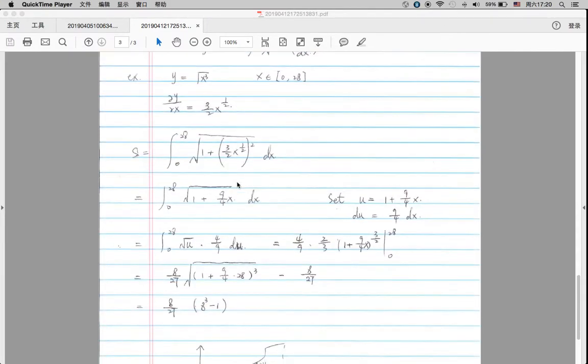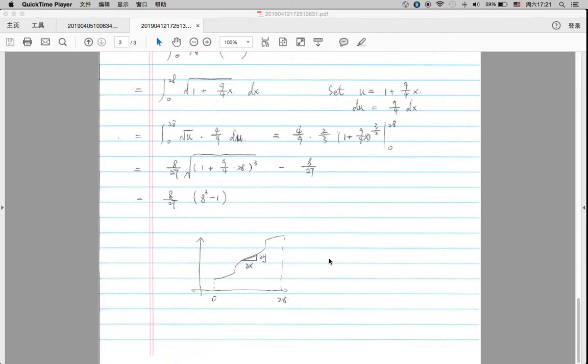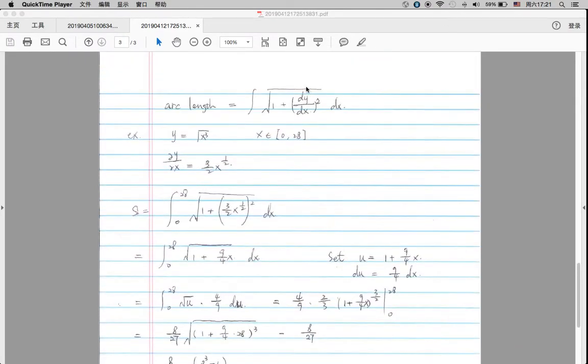So for example, let's say we have a function equal to x to the power of 3 over 2, and we need to calculate the arc length from 0 to 28. Applying this formula, which is something you need to memorize.